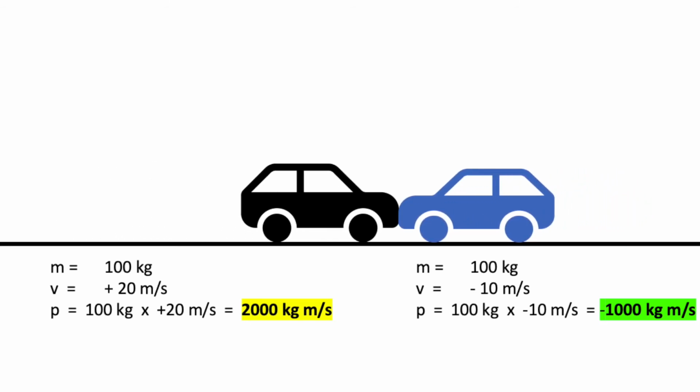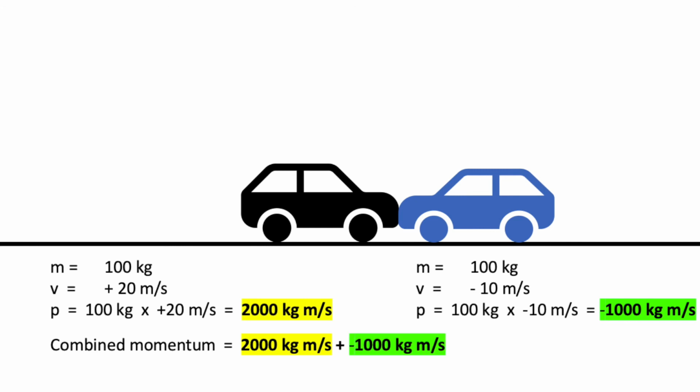So now the cars have collided, let's work out the cars' combined momentum. So that's going to be the black car's plus 2,000 kilogram meters per second plus the blue car's minus 1,000 kilogram meters per second. This gives a combined momentum of both the cars of plus 1,000 kilogram meters per second.